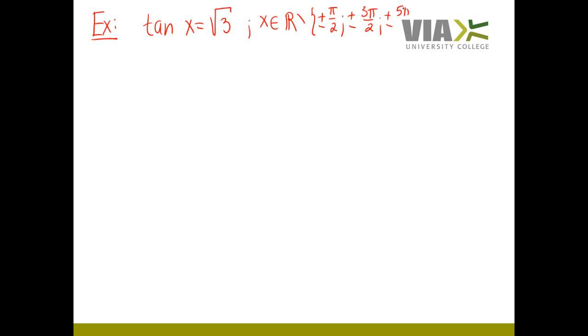The example I have chosen to include is the trigonometric basic equation tangent x equals square root of 3. And as always, we have to look into restrictions on our variable x. x belongs to all real numbers except plus minus pi over 2, plus minus 3 pi over 2, and so on.